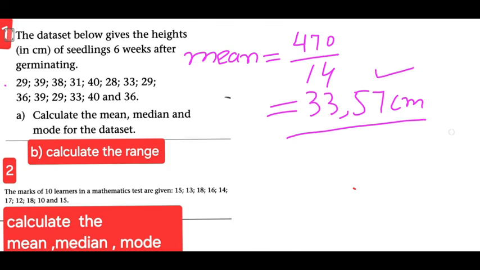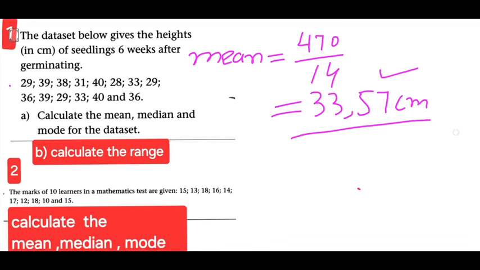Median. The median is the middle value of an ordered data set. So we got 14 data points, an even number. So the median is the average of the two middle numbers. So it's going to be the two middle numbers, that will be the median. So first of all, I need to rearrange the data.